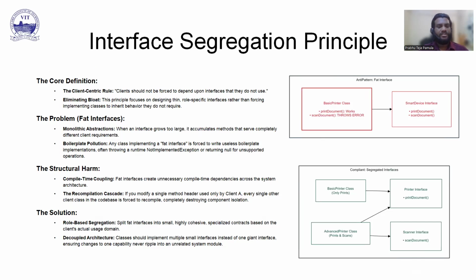The solution: role-based segregation. Split fat interfaces into small, highly cohesive, specialized contracts based on the client's actual usage domain. Decoupled architecture: classes should implement multiple small interfaces instead of one giant interface, ensuring changes to one capability never ripple into an unrelated system module.